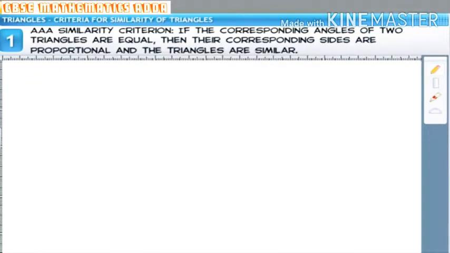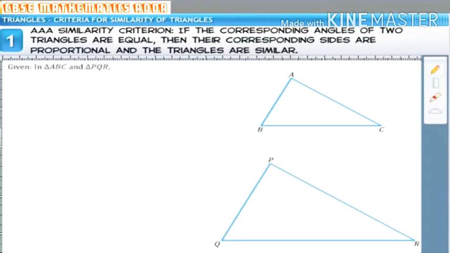So for the proof, we need two triangles, triangle ABC and triangle PQR, and given in triangle ABC and triangle PQR, angle A is equal to angle P, angle B is equal to angle Q, and angle C is equal to angle R. And here we need to prove the two triangles ABC and PQR are similar to each other.